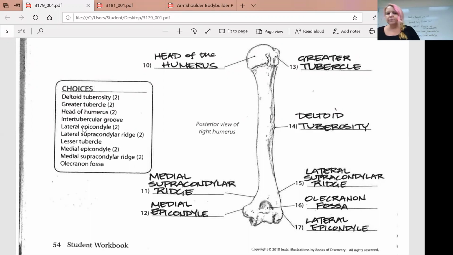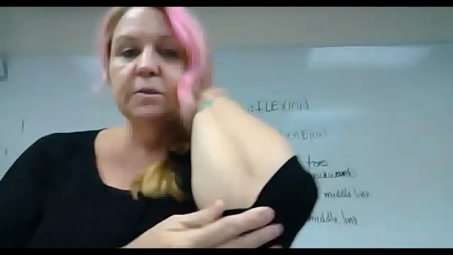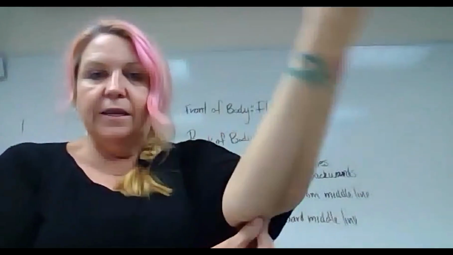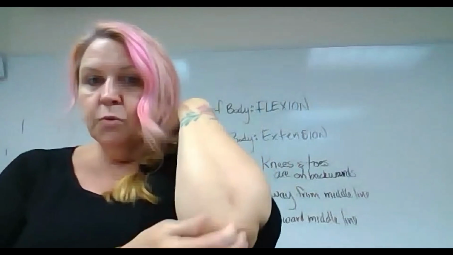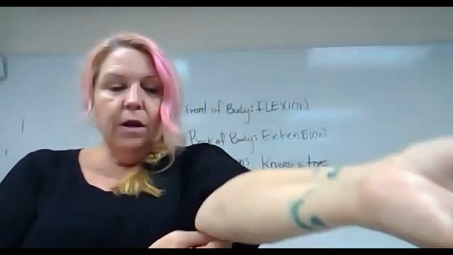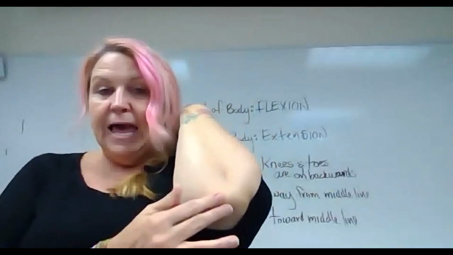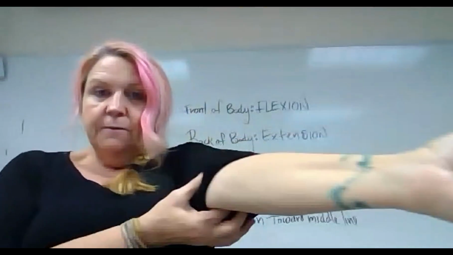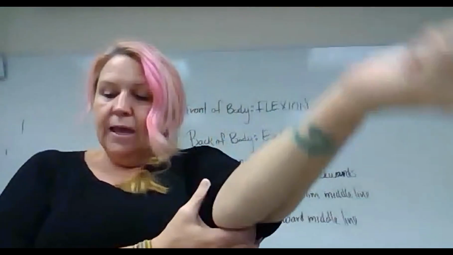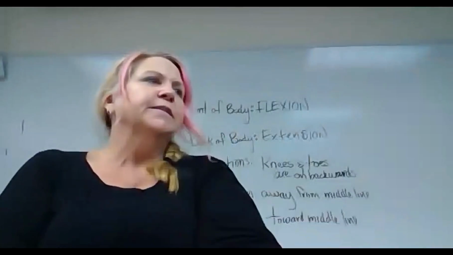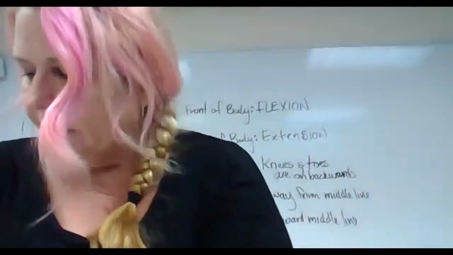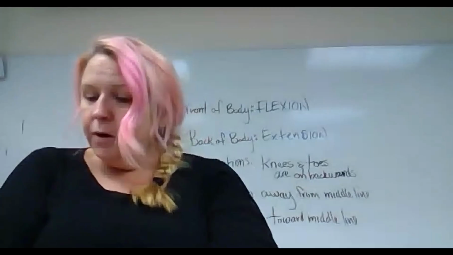So what I want you to do is bend your elbow and bring your hand down to this bony part of your elbow right here. Your olecranon is right here. So the olecranon fossa is what allows, when we straighten, that bone to go away and lie into that olecranon fossa.